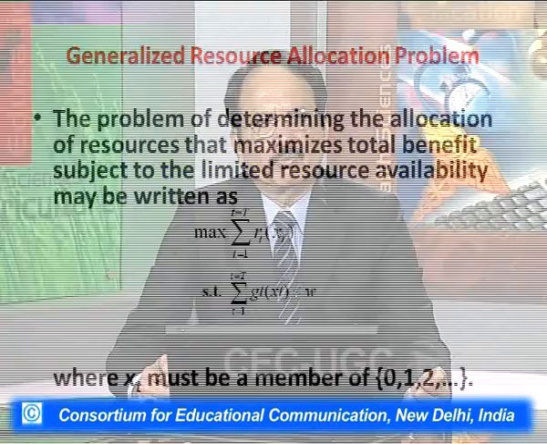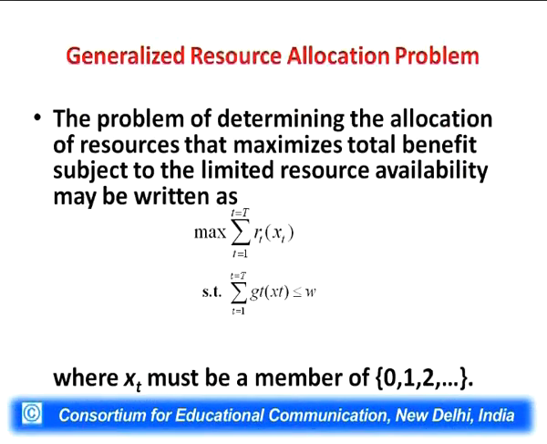General resource allocation problem. The problem of determining the allocation of resources that maximizes total benefit subject to the limited resource availability may be written as max sigma r_t x_t, t starting from 1 to capital T, subject to sigma t from 1 to capital T g_t x_t less than or equal to w, where x_t must be a member of the set 0, 1, 2, 3, etc. And this is what we are discussing, the generalized resource allocation problem.